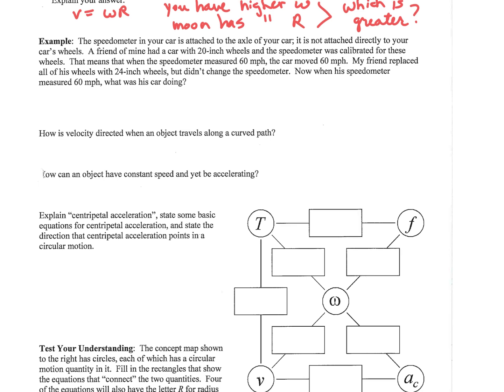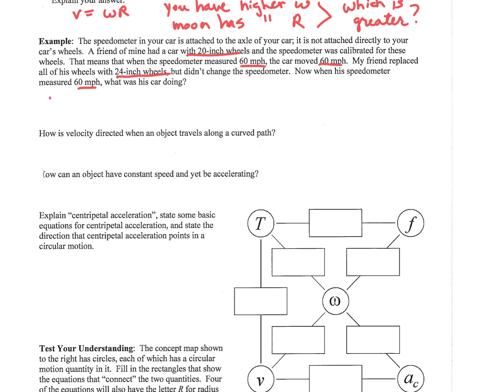The speedometer on your car is attached to the axle of your car. It's not attached directly to your car's wheels. A friend has a car with 20-inch wheels, calibrated for those wheels. The speedometer measured 60 miles per hour. The car moved 60 miles per hour. The friend replaces all of his wheels with 24-inch wheels, but didn't change the speedometer. Now, when his speedometer measures 60 miles per hour, what's his car doing?